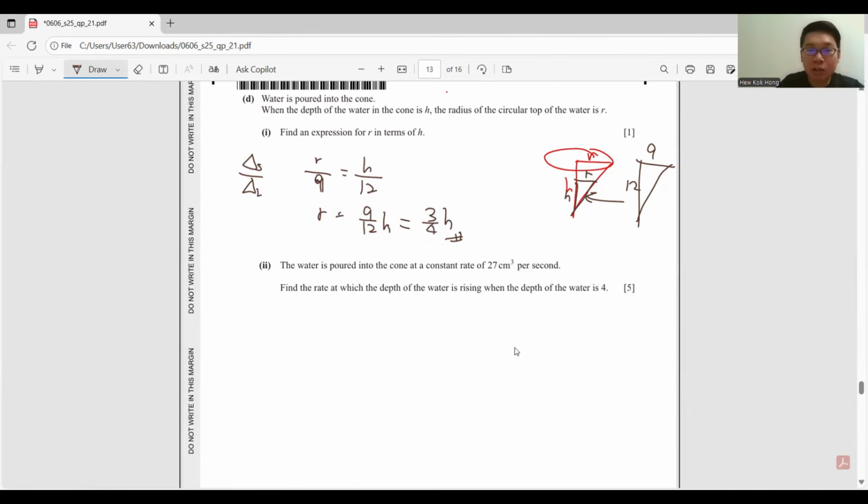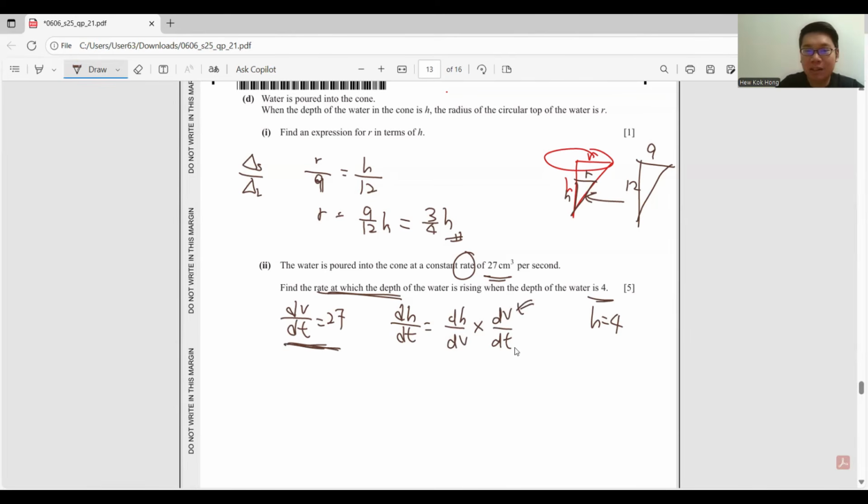Then next, they say the water is poured into the cone at a constant rate. When you see a rate, this is a volume rate, so you write it down, dV/dt equals 27. Then find the rate at which the depth of water is rising when the depth of water is 4. So you know h is 4. They ask for the rate the depth of water is rising, which means dh/dt equals how much. When dealing with a rate question, we use the chain rule. We know it's dh over something times something over dt. By referring to the information they give, which is dV, we fit in dV here.